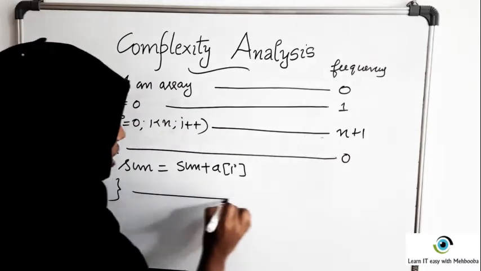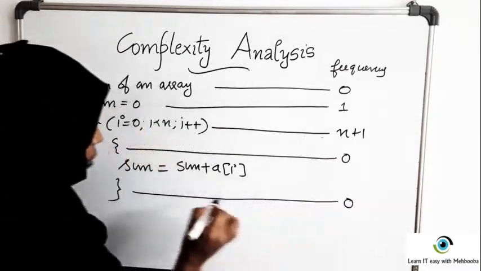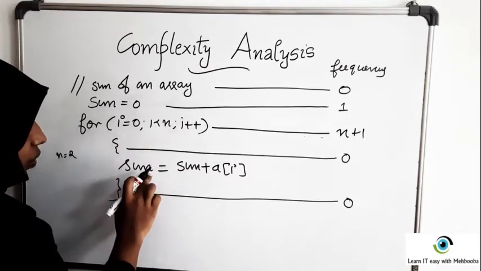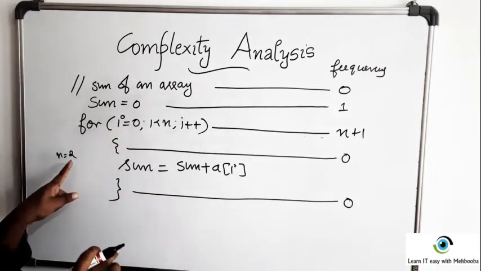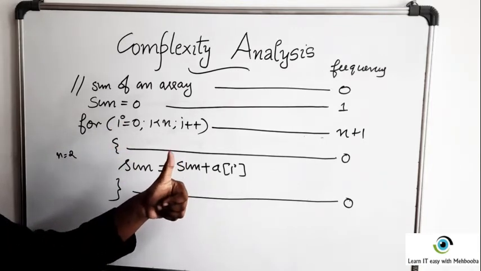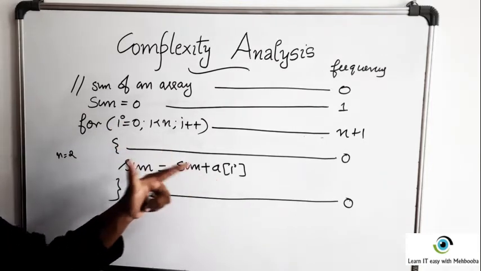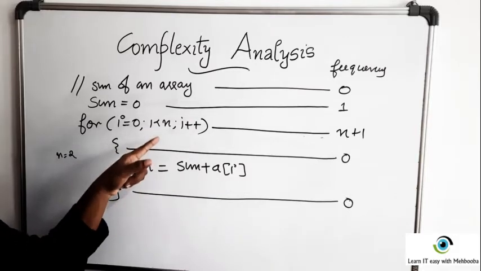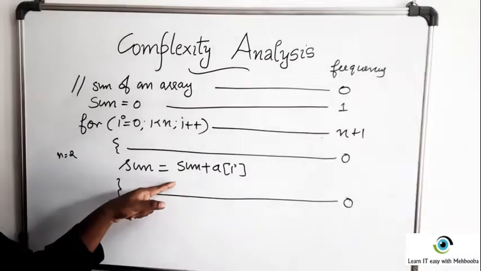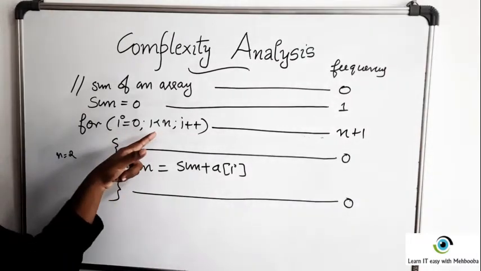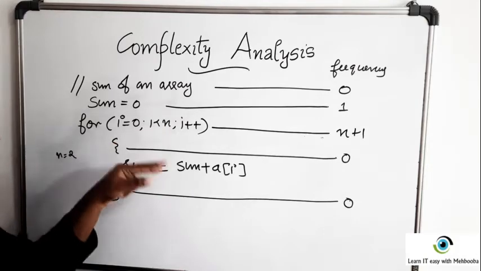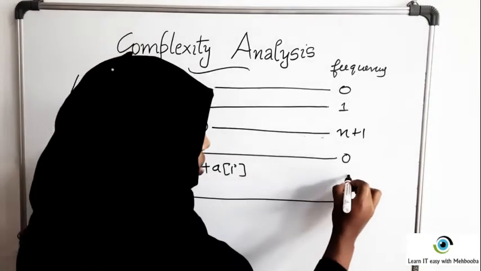Now for the opening brackets and closing brackets, the frequency count will be 0. So for these two statements, the frequency count is 0. And now for this statement, see, if n is equal to 2, it will execute first when i is equal to 0, then when i is equal to 1. When i is equal to 2, the control won't get inside the loop, you know that, isn't it? So when n is equal to 2, it will execute 2 times. That is, in general, it will execute exactly n times.